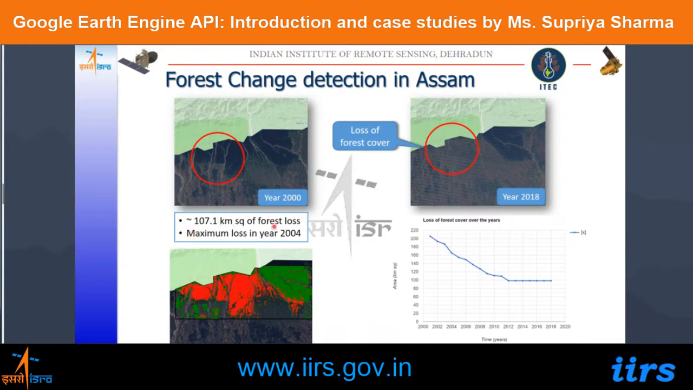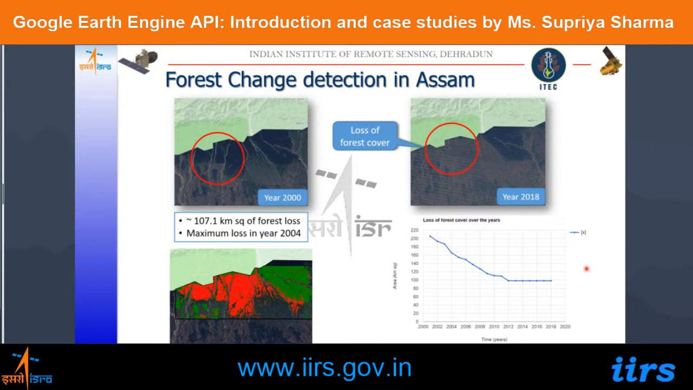So approximately 107 square kilometers of forest was lost, and the maximum loss occurred in the year 2004. This can also be seen from the chart that is generated here. You can see a steady decline in the forest cover from the year 2001 to 2012, after which it has been more or less constant.